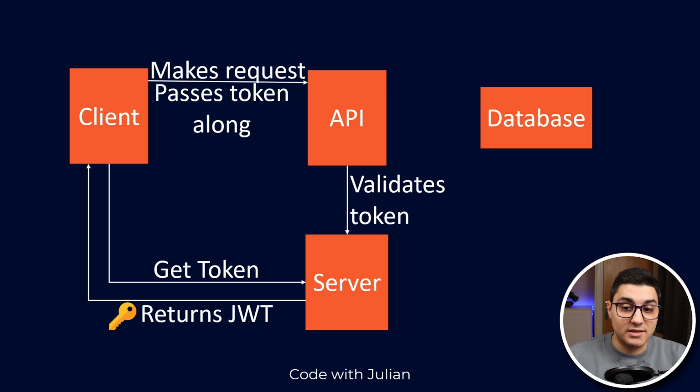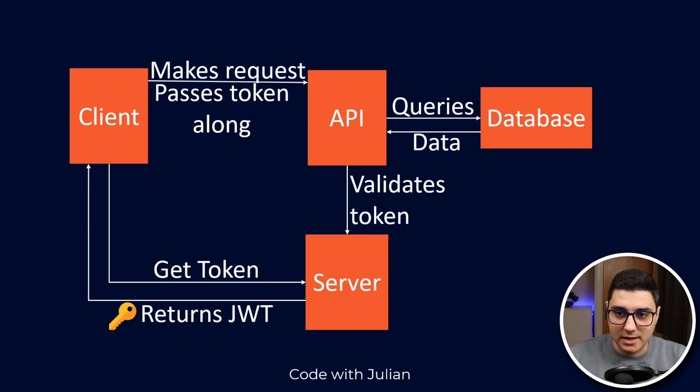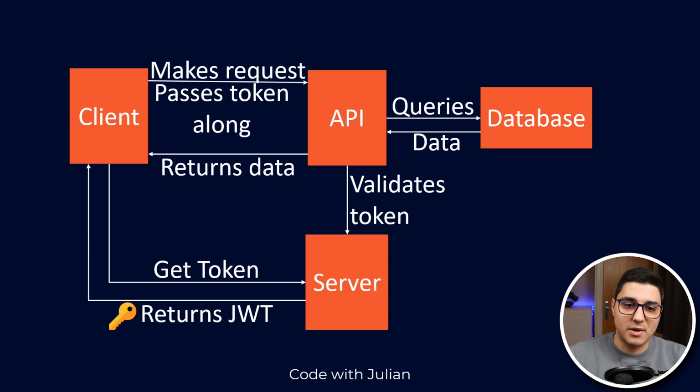And then the server checks that token, and if it's valid, then the API queries the database. The database then returns the data to the API, and the API returns the data to the client. So it's this whole process of firstly generating.